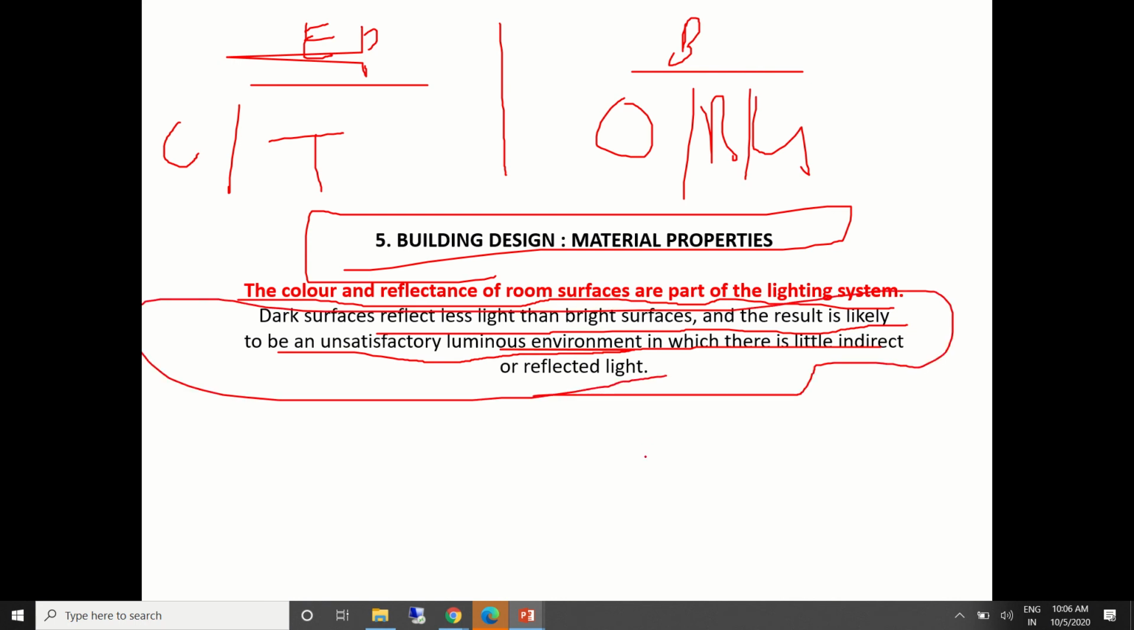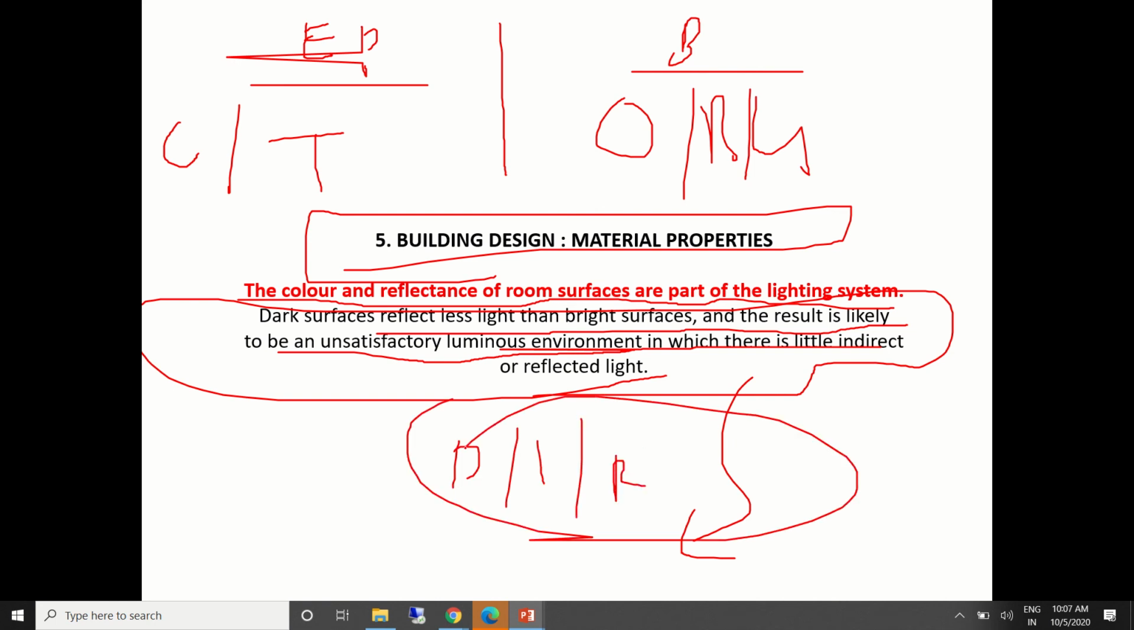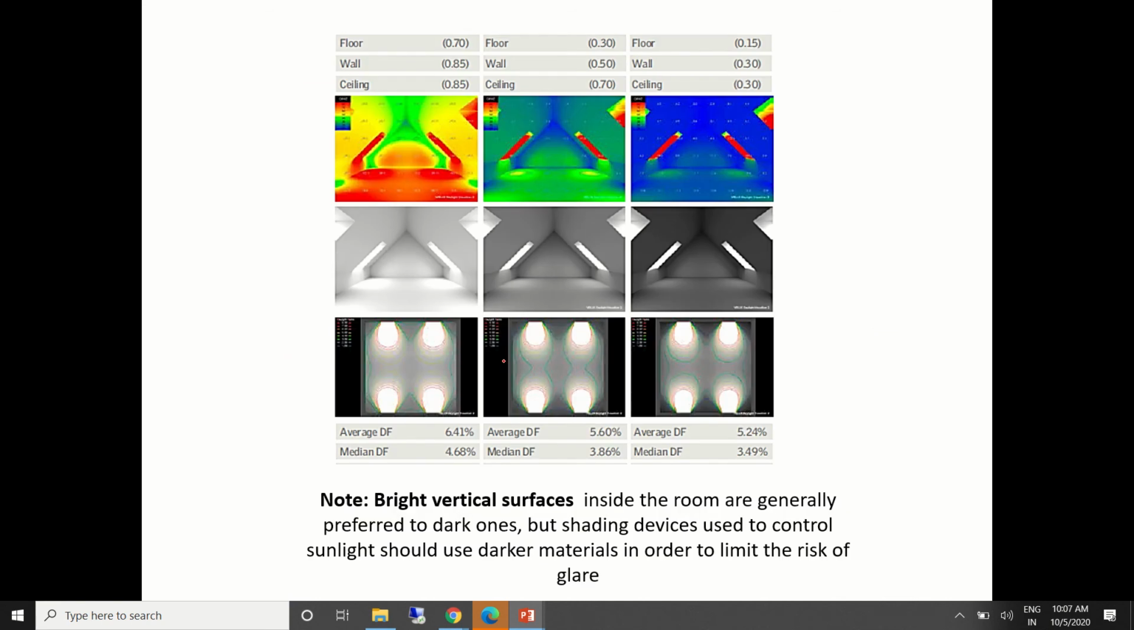So this is also important. Like we discussed, direct light, indirect light and reflected light all have to be taken care of when we design buildings, with appropriate use of materials in the course of designing for daylight.